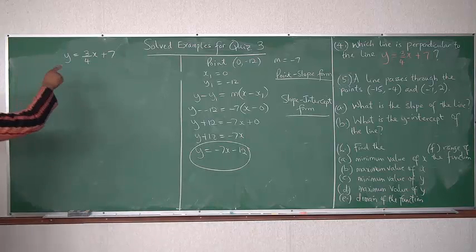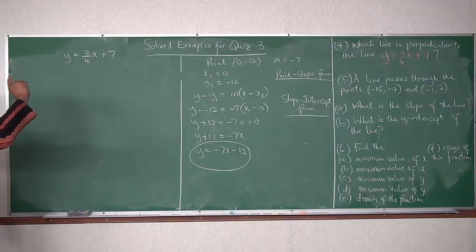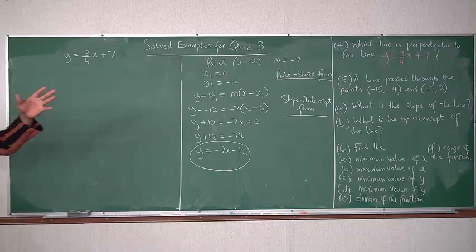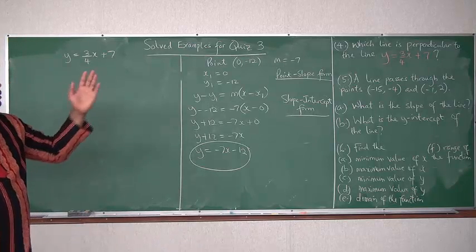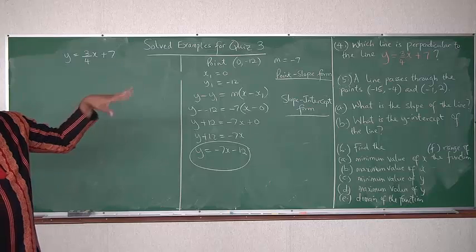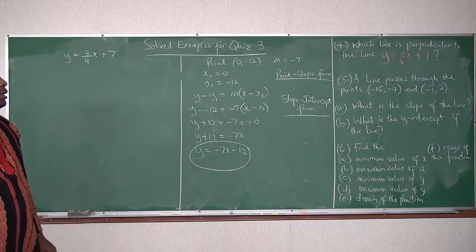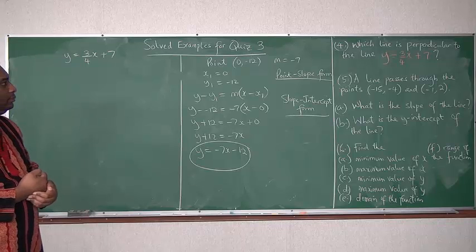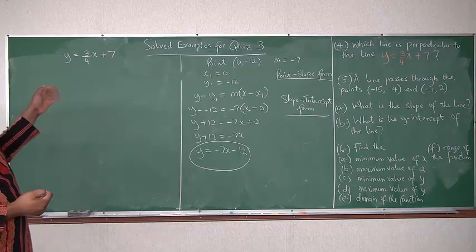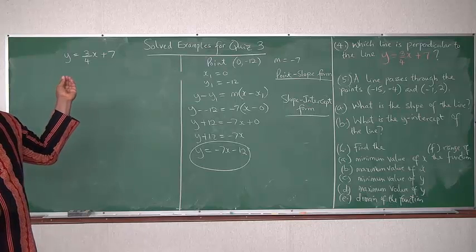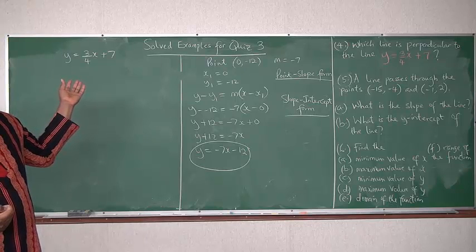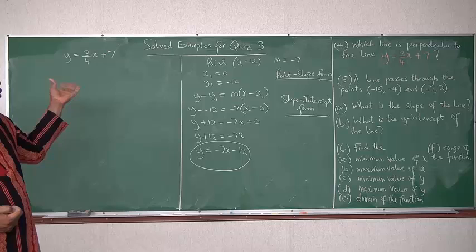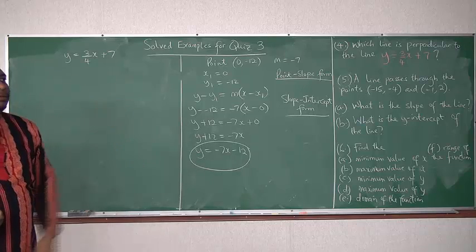Now, let's start with this line. You know, something is missing here. If you look at this, there are some multiple choice questions that follow this. So, let's just look at it from the slope point of view.